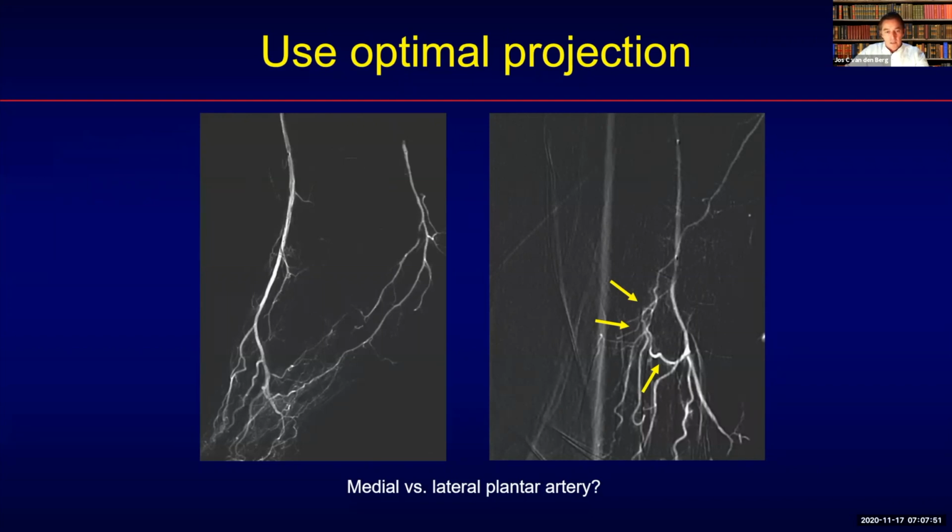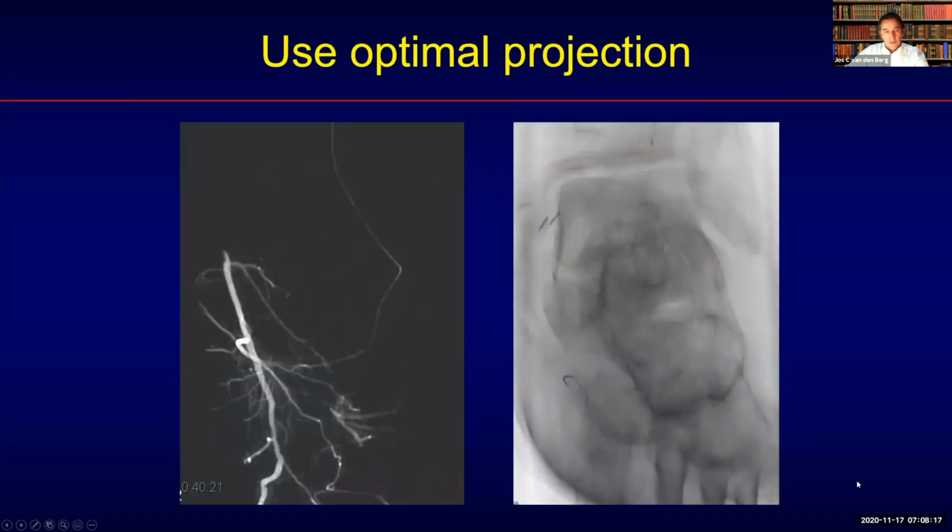optimal projection. As you can see on this image, it's very difficult to notice how the connection actually is between the medial and the lateral plantar artery and the dorsalis pedis and the plantar arch. And in an AP projection, you can see this much more clearly. And of course, this projection is much better to navigate through the forefoot. Also, the projection should really be optimized in order to see the connection between the anterior and the posterior circulation.